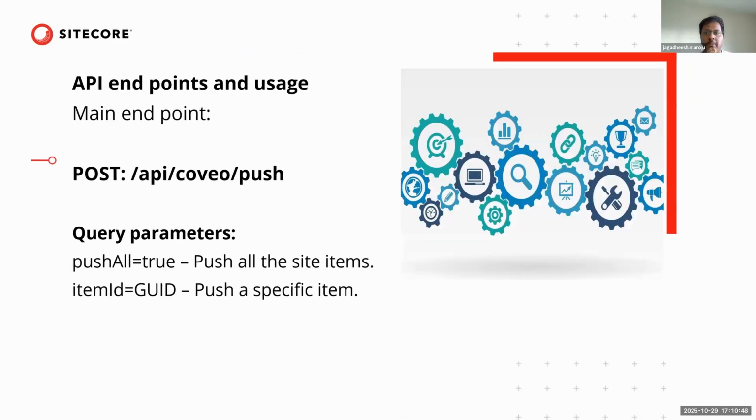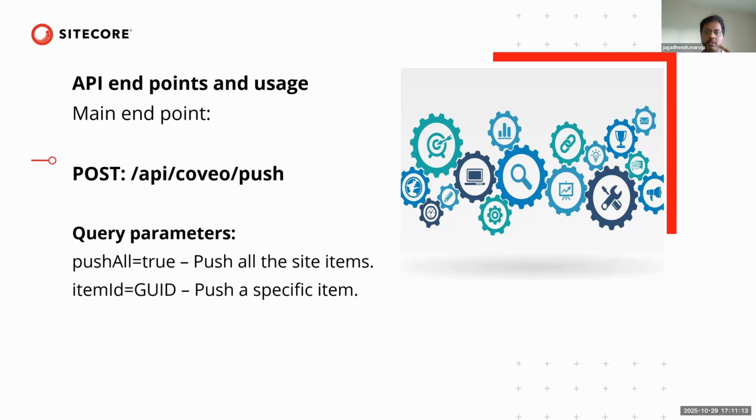So let's talk about API endpoints and usage. I have exposed a single endpoint: your host name slash API slash Coveo slash push. Just one endpoint that does it all. And here's the cool part: you can change its behavior using query parameters. For example, push all equals true means it pushes all Sitecore items, one by one.